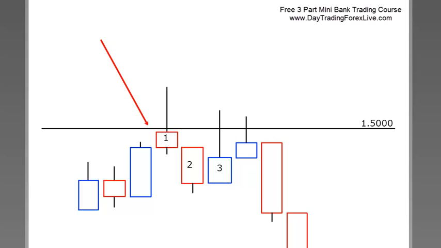Now, why is that critical? Well, our belief, when we choose a high probability point, is that there are orders sitting above the key level that we're looking at. In this case, we're looking at the 1.5000 level in just this example. And so we believe that there are orders sitting above that. Now, we walk through how we choose levels and why we choose certain points in the course.